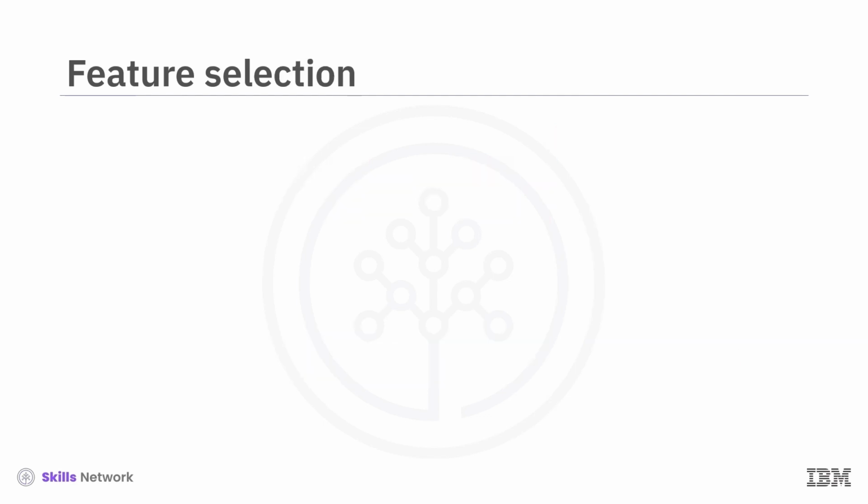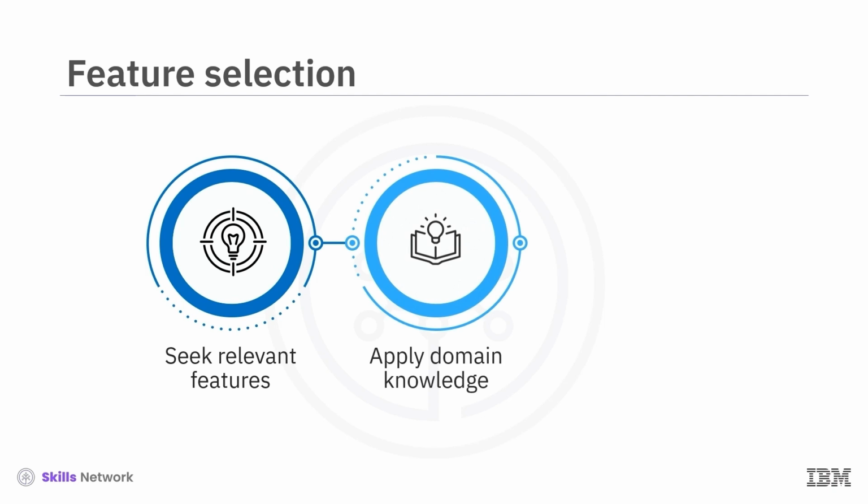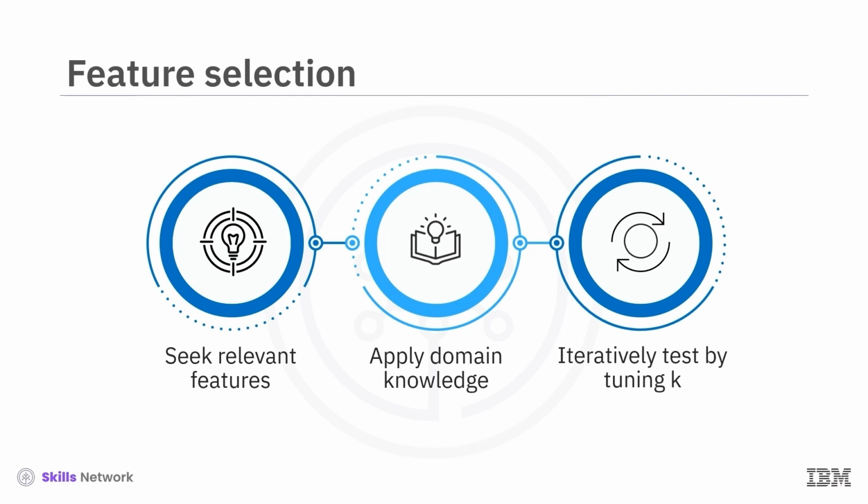Features must be relevant to the problem. Redundant features add computational cost with no expected improvement in accuracy. Being able to identify relevant features comes from domain knowledge. To check whether an independent feature is important, you can tune k with and without the feature and evaluate the change in model performance.